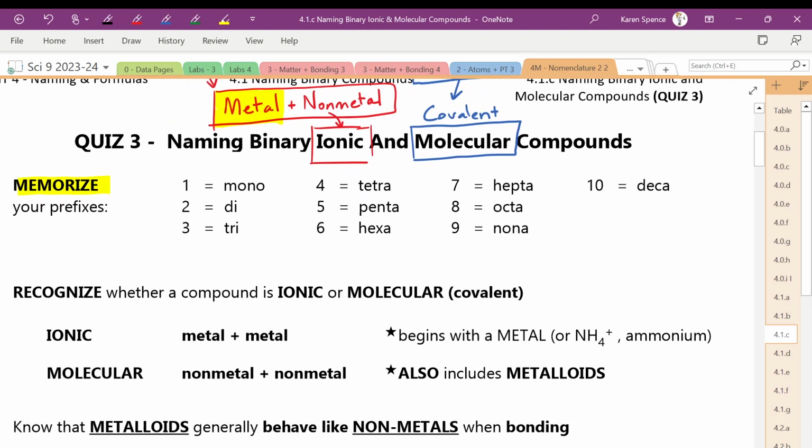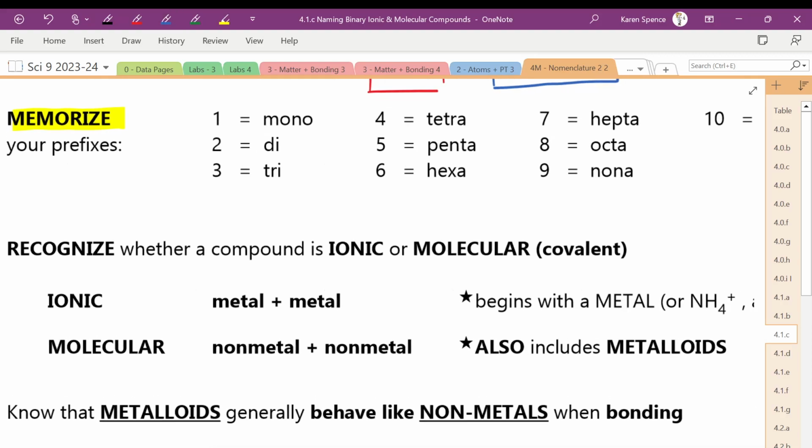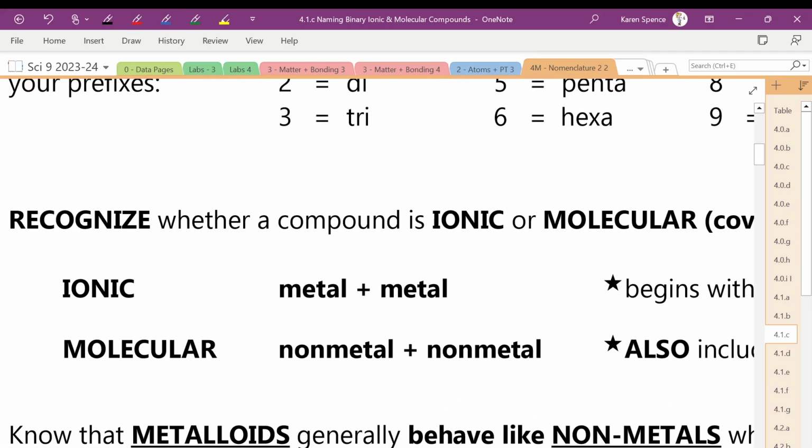Recognize whether it's ionic or molecular. Obviously, I've made a boo-boo here. Where is my boo-boo? Can you see it? What have I done wrong? Ionic, metal plus metal. What should it be? Metal plus non-metal.